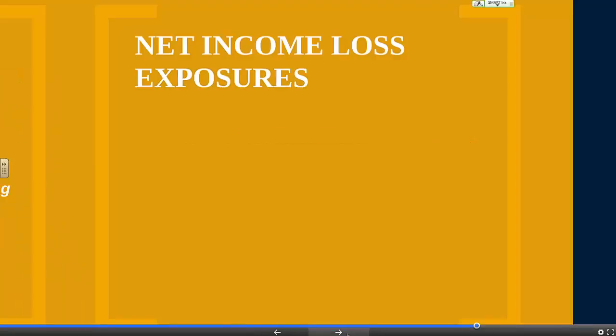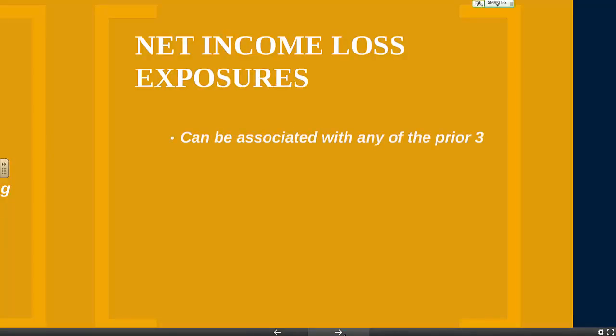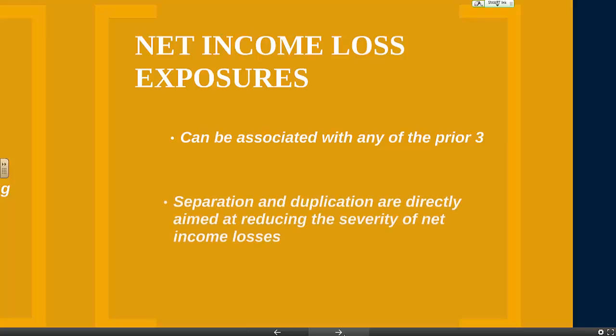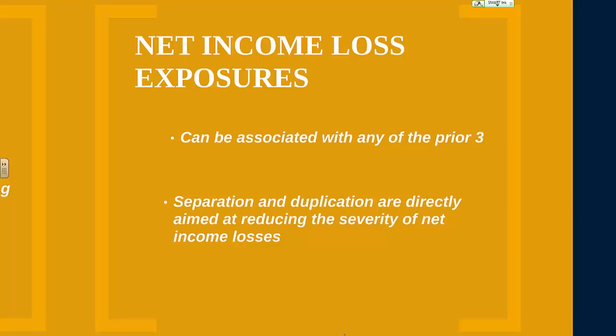Next and last, net income loss exposures. A net income loss exposure can be associated with any of the prior 3. Compared to what we think of for individuals and families, a business's net income loss exposure can be very significant and must be paid attention to. Separation and duplication are directly aimed at reducing the severity of net income loss exposures, so they can be a very good tool here. Our survey research in the past has shown that net income loss exposures are often ignored by businesses, and yet they seem to result in some of the most significant losses along with liabilities.